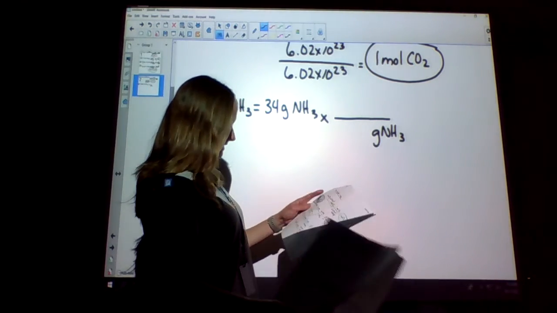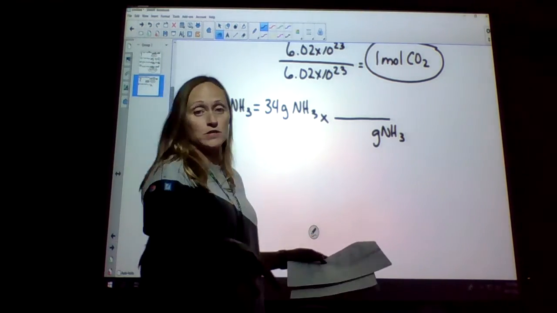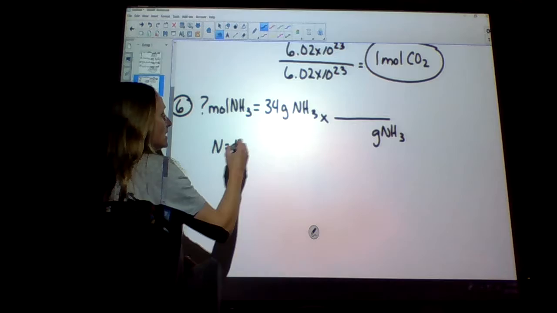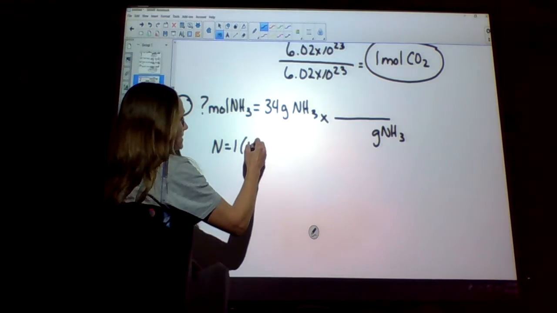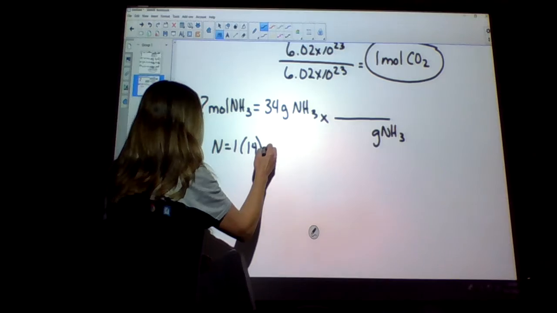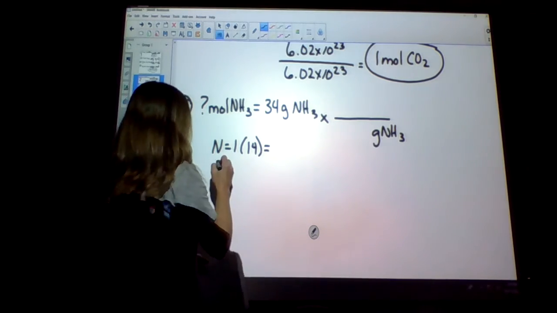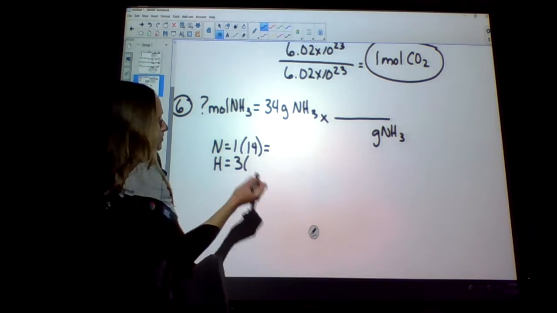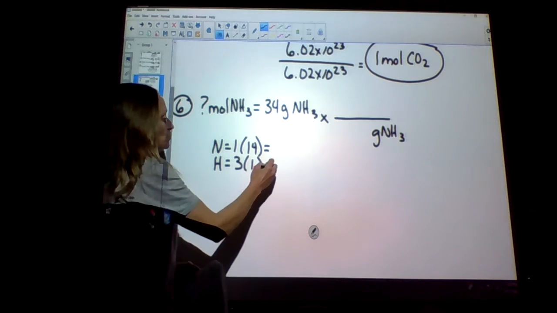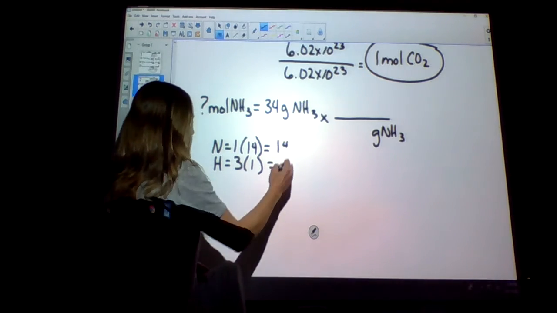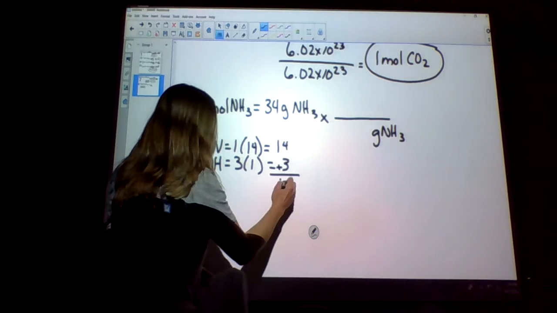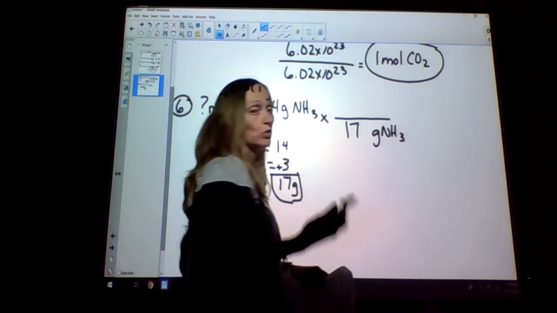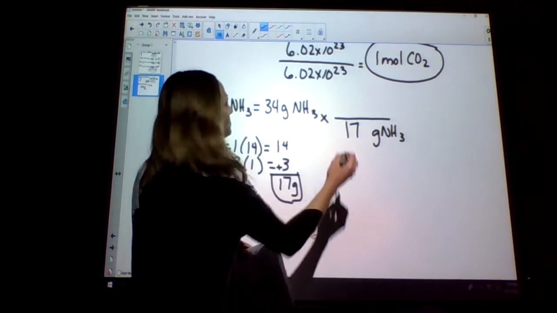So we go to our periodic table, and I'm just going to work this one out real quick. We're looking at the formula. We have nitrogen. We have 1 nitrogen. And we go to the periodic table. The mass of nitrogen is 14. We round that to 14. Hydrogen, we have 3 hydrogen. We go to the periodic table. Hydrogen's mass, we're going to round to 1. Multiply across. Add going down. So that's the mass that we use here, the molar mass. Okay, so we put 17 in there.